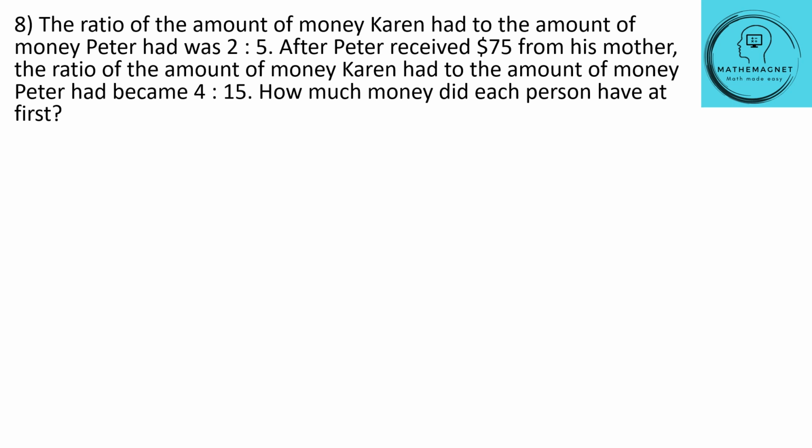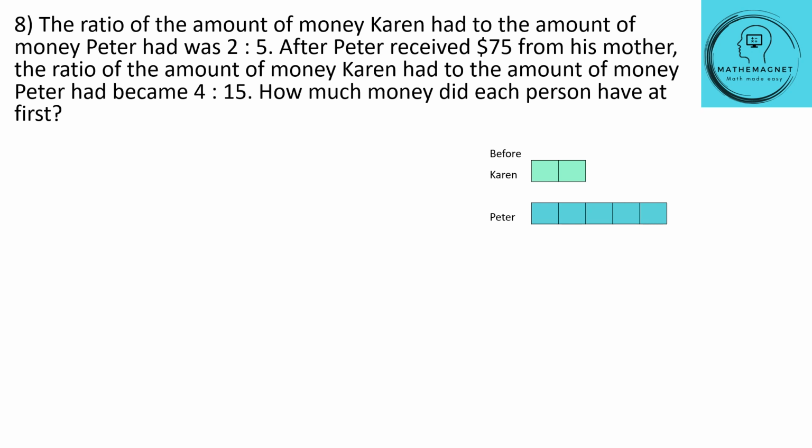So now this is a before and after model. Here in the before model, Karen has 2 units and Peter has 5 units. Now in the after model, there is no change in the amount which Karen has. Only Peter has received $75 additionally from his mother. But the ratio changes from 2 units to 4 units. So we will see how to go about the bar model. So the before model will be in such a way that Karen has 2 units and Peter has 5 units.